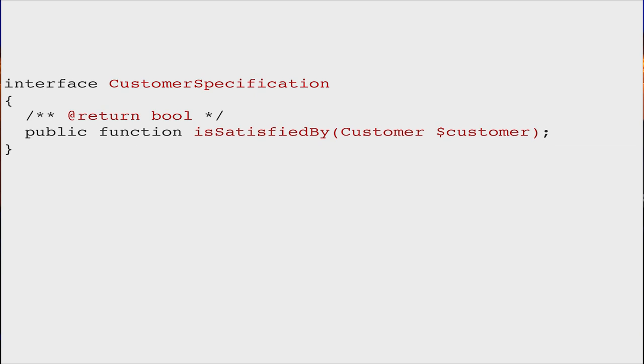So we can make this very explicit. This is the specification pattern, it's called. It's very simple. It has a very easy to understand interface. It has an is satisfied by method. It takes a customer as an argument, and it returns true or false. So this is a business rule, but it's nicely encapsulated in the specification.